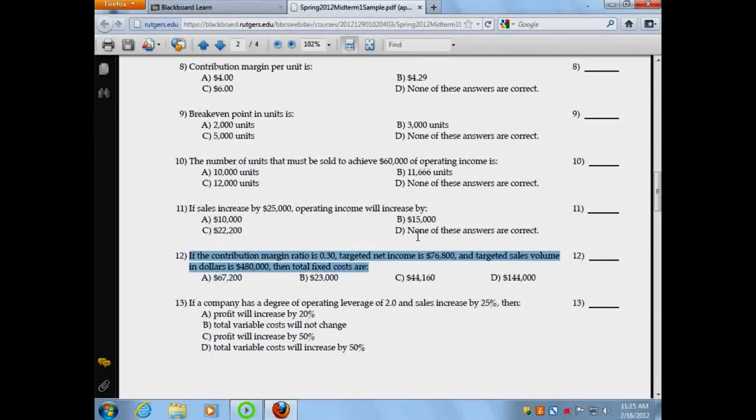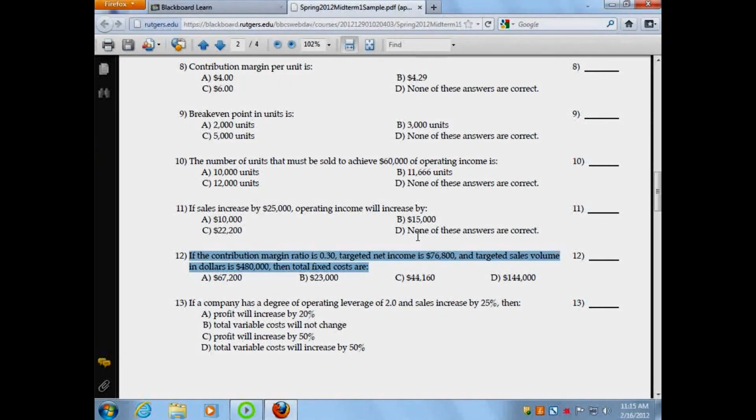Again, it's algebra. So let's put down all the information that we have. The contribution margin ratio is 0.3. Now, how is contribution margin ratio defined? Contribution margin divided by sales revenue. So that's 0.3, right? In other words, your contribution margin is 30% of revenue. That's what we know from the first sentence.